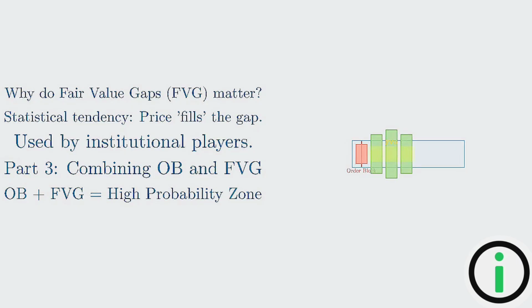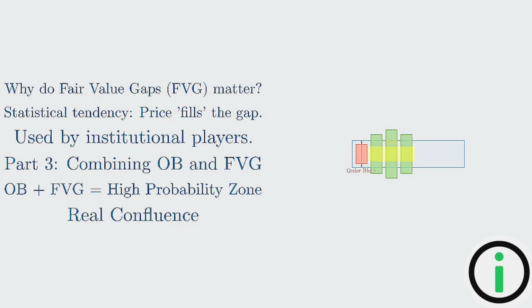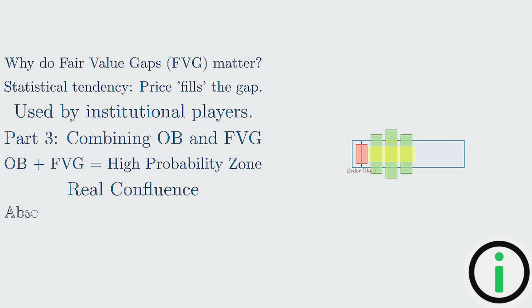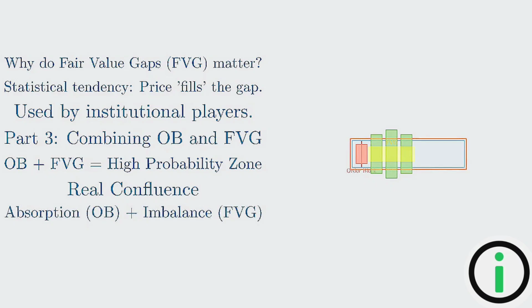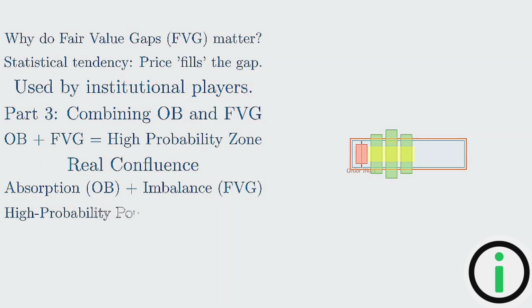These are 2 independent institutional footprints agreeing on the same small price area. They are powerful together because they come from different mechanics. The order block represents the absorption of orders, while the fair value gap represents a liquidity imbalance. When they overlap, the probability of a successful trade entry increases significantly. By the end of this scene, you should understand why the overlap of these 2 concepts creates a high probability point of interest.